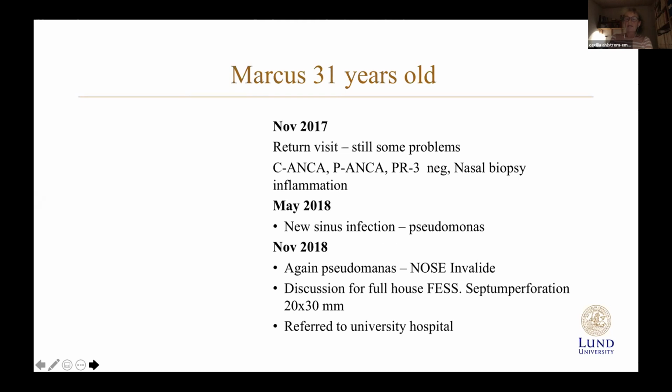Then another 6 months go by. He gets a new infection, and now it's Pseudomonas in the cultures. And another half a year, he comes back again, and now it's also Pseudomonas. He's really a nose invalid. He can't do anything. He's just thinking about his nose. He's scrubbing the nose. We had a discussion about doing a full house FESS. And the septal perforation is quite big. And he's referred to the university hospital.